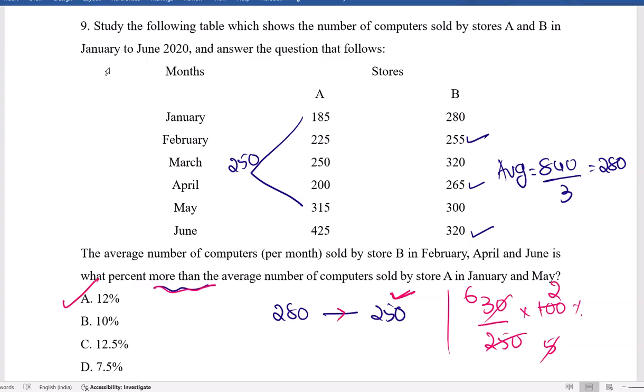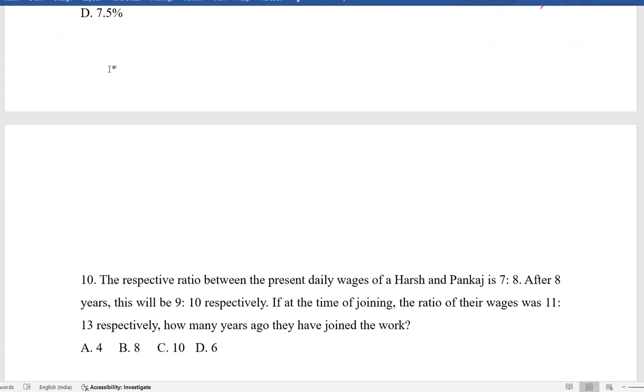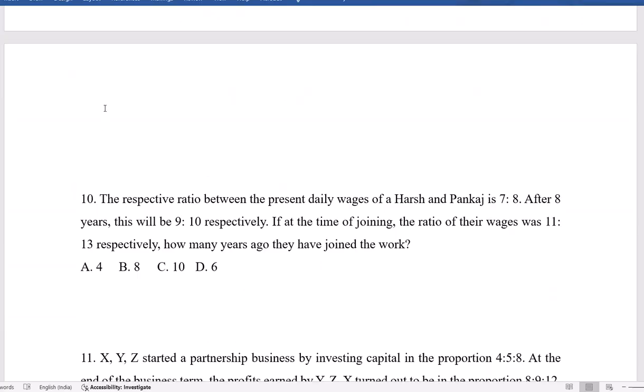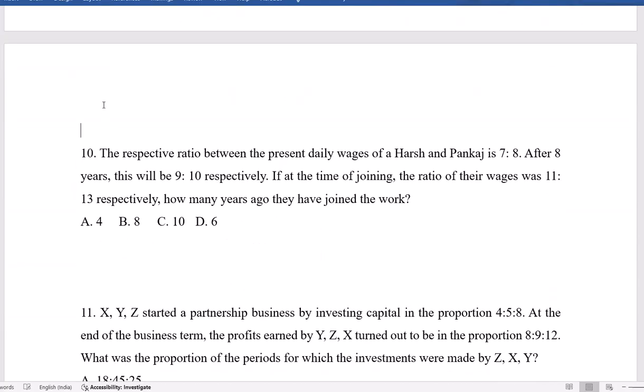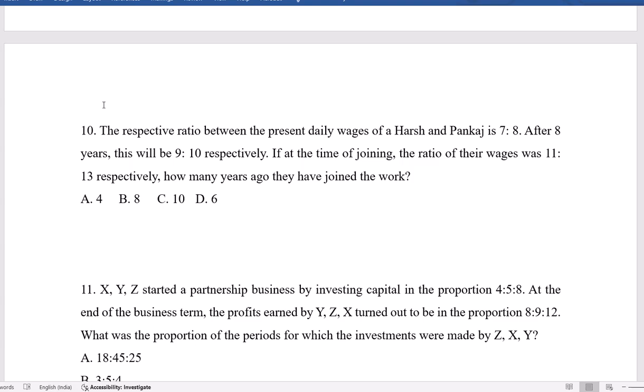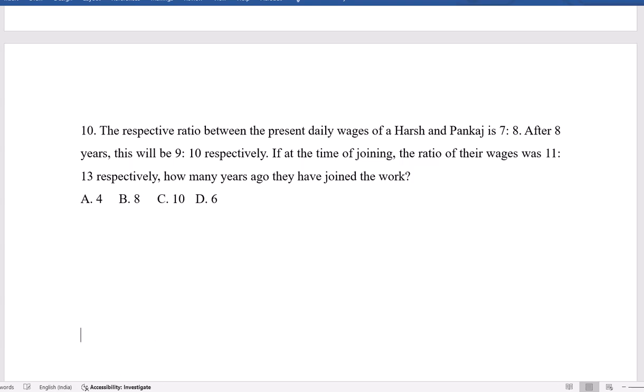Right. So let's see about the next one. Ratios related they are asking. The respective ratio between the present daily wages of Harsh and Pankaj is 7 and 8. After 8 years, it is 9 and 10. At the time of joining, the ratio of their wages is 11 and 13. How many years ago they have joined the work?